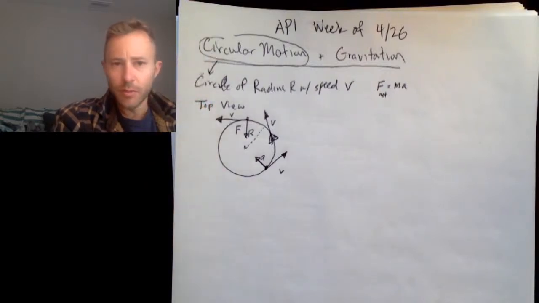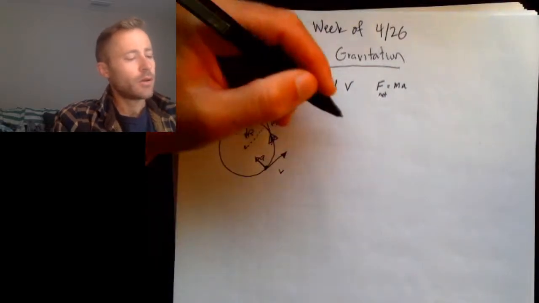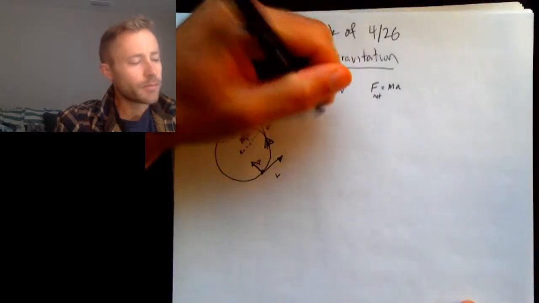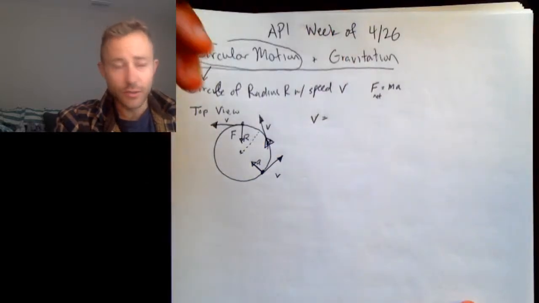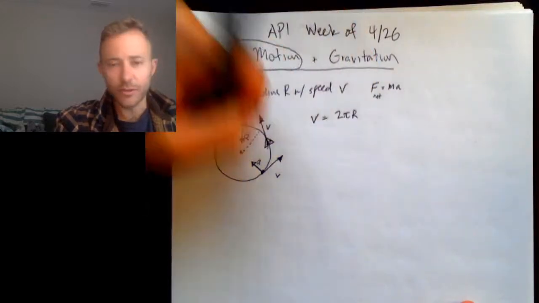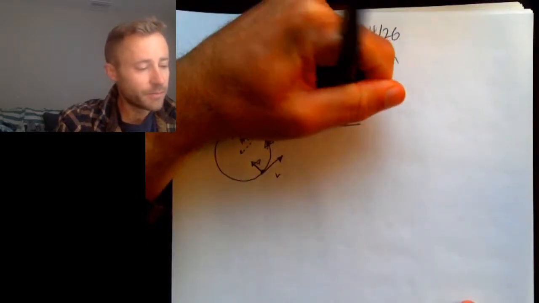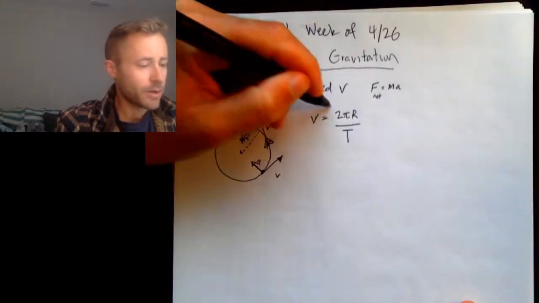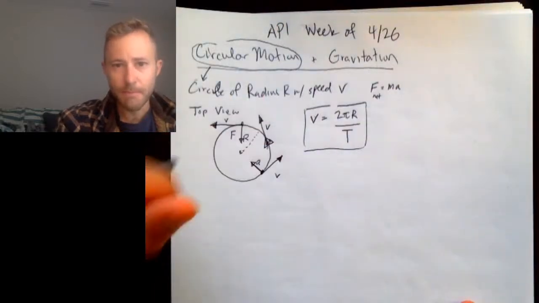So we learned a couple of equations. One of the equations is for the speed if you're moving in a circle. And speed is distance over time. So the distance traveled is 2 pi r, because that's the circumference of a circle. And then the time to complete that is called the period. So 2 pi r over the period is your speed. This isn't velocity because velocity has direction as well.